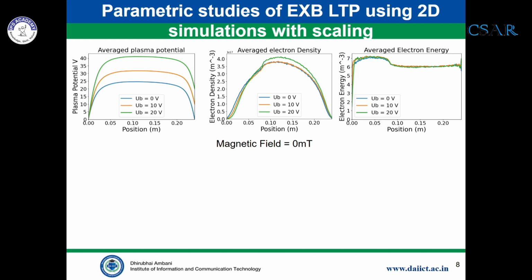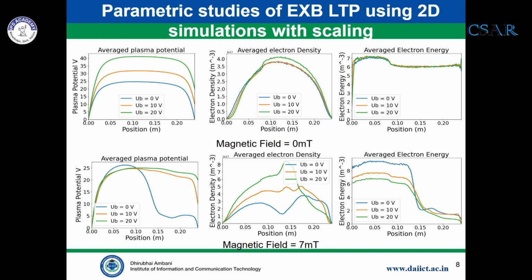So what are the observations from our studies? Here you can see we are modifying the bias potential, and we have applied a zero magnetic field. In that case, as the bias potential is increased, the plasma potential is also increasing. But this doesn't happen infinitely. That is, you don't apply infinite potential and the plasma potential keeps rising. There is a saturation point where the plasma potential will match the amount of applied potential. The average electron density and the average electron energies are shown on this side.